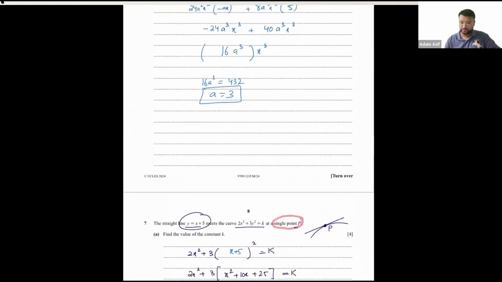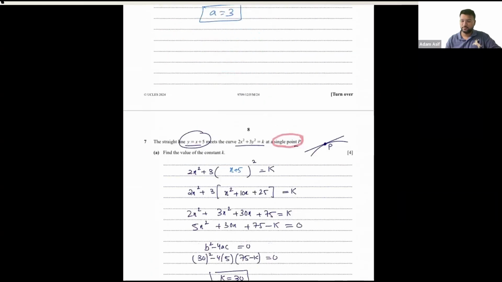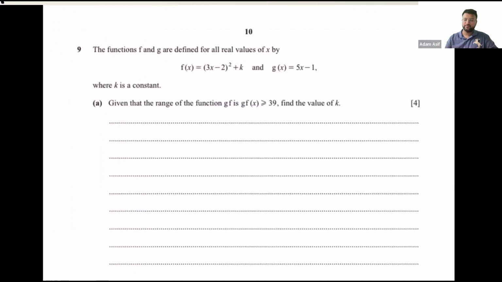Question 6. Question number 9. The functions f and g are defined for all real values of x by f of x is given, g of x is given, where k is constant. Given that the range of the function gf of x is greater than or equal to 39, we need to find the value of k.